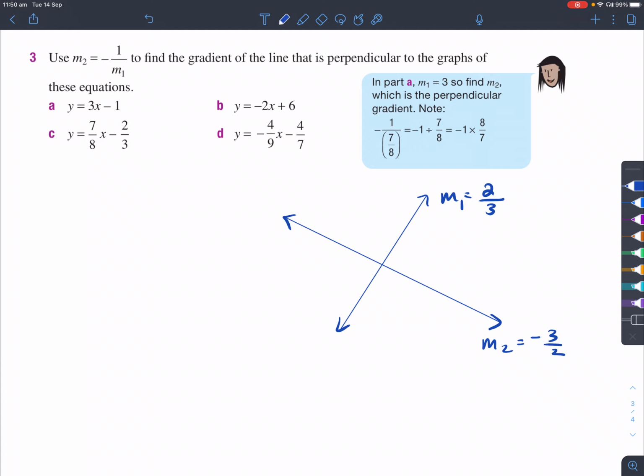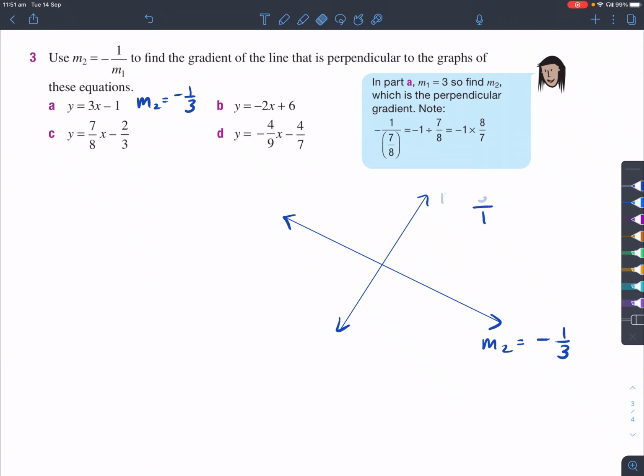Okay. Now, what if in this case for part A, we've got a gradient of 3. So this is 3, right? Then 3 is the same thing as 3/1, and m2 would equal -1/3. So flip it around and change the sign. So for the first question, m2 would equal -1/3.